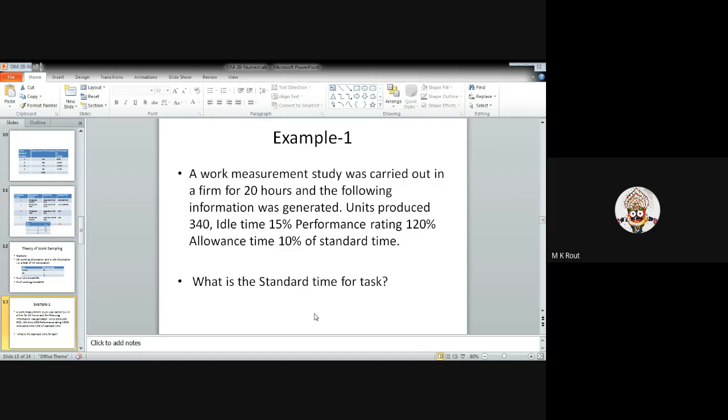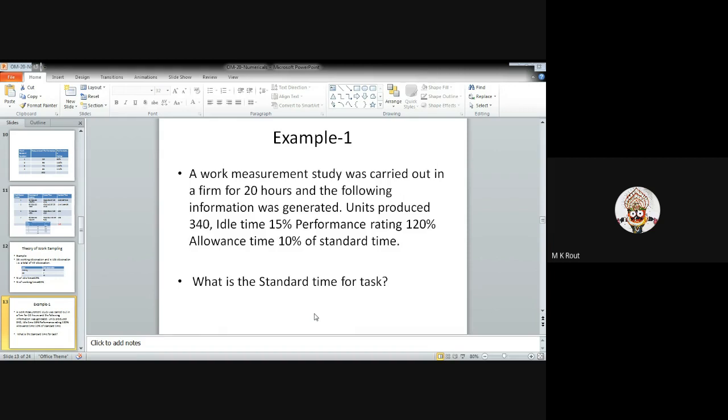I repeat, in a work measurement study, the total time is given, that is 20 hours. Units produced is 340. Idle time is given 15%. Performance rating is given 120%, and allowance is given 10%. You have to calculate the standard time.